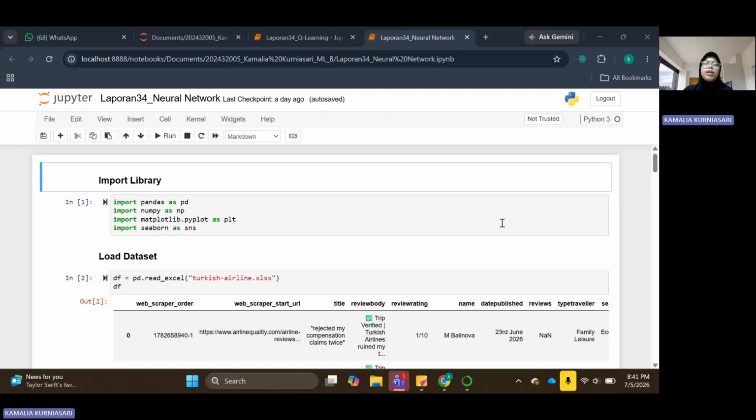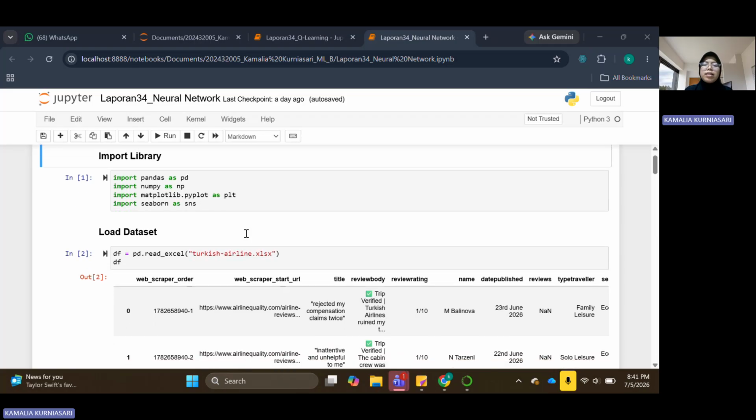Okay, so first, I imported several libraries such as Pandas, NumPy, Matplotlib, and Seaborn. Pandas was used for data preprocessing and analysis. NumPy was used for numerical computation. Matplotlib and Seaborn were used to visualize the dataset. These libraries are essential because they help in data preparation, visualization, and model evaluation.